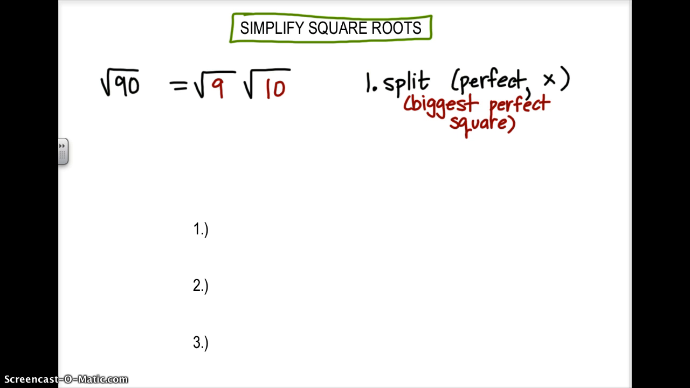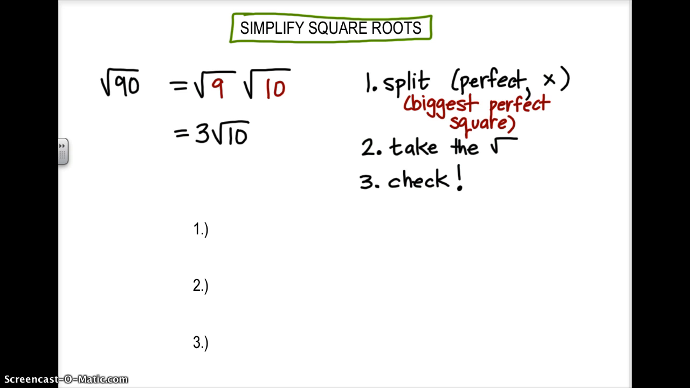Step 2, we're going to take the square root. You've got the square root of 9 sitting there, you know it's 3. The square root of 10 should stay. The last thing you're going to do is check your answer. What I mean by that is, is 10 able to be simplified further?